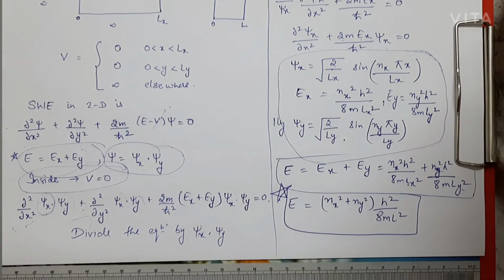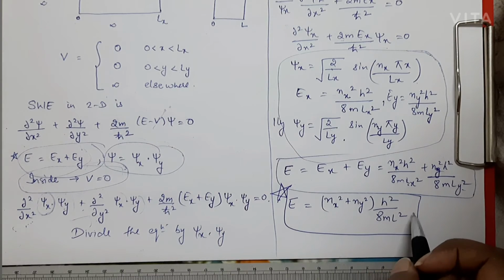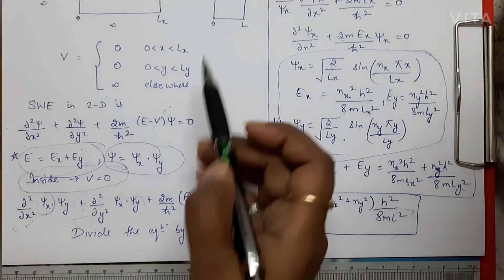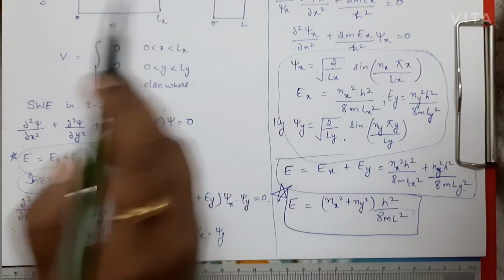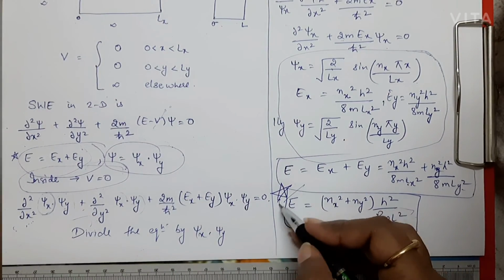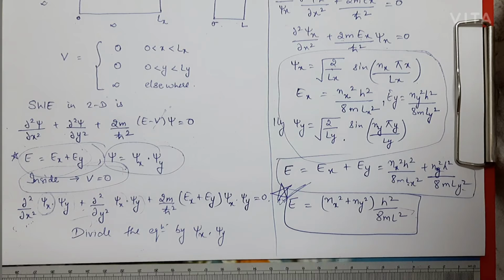Most of the time we get a particle in a two-dimensional box whose length along x and along y are equal. In that case we are going to use this formula of energy.